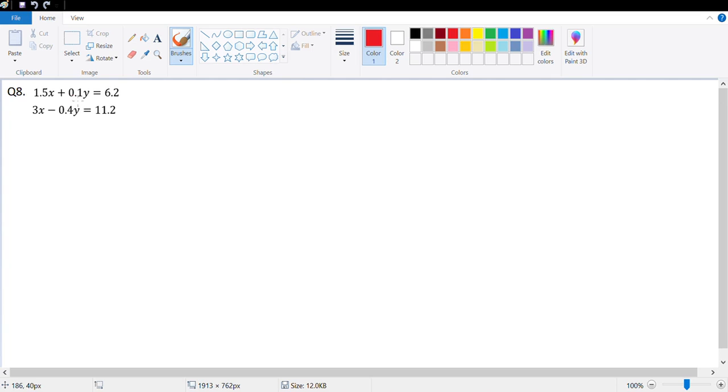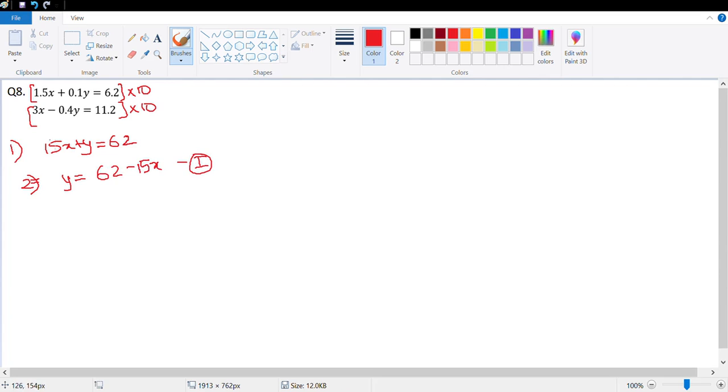Again, we have decimals, so I don't like to work with decimal. Let's multiply this first term with 10. In fact, we'll have to multiply the second one also with 10. So what we get is 15x plus y is equal to 62, right? Which means if I write it as y is equal to 62 minus 15x. Let's call this equation 1.